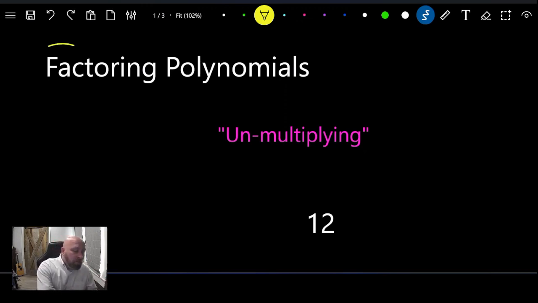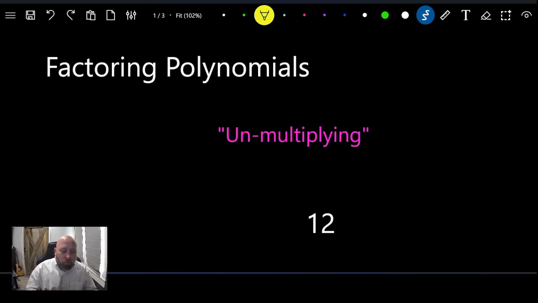So the books are going to use this word factoring, but you're going to hear me a lot of times say, we need to unmultiply this. We need to factor this. In other words, it's like the number has gone together through multiplication, right? You take two numbers, you multiply them together, and it comes out to a number. We need to undo that. We need to take that apart, okay?